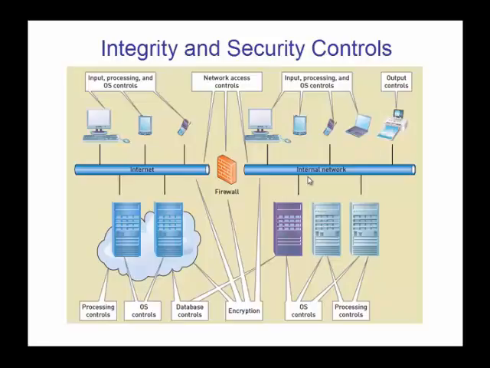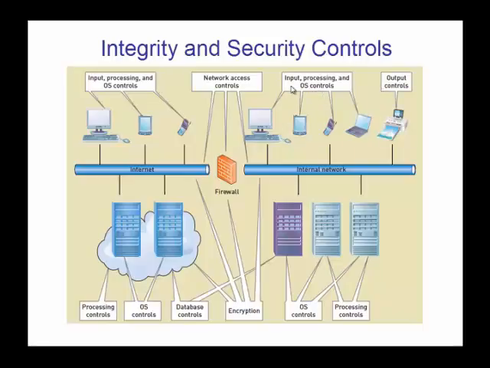First, consider the parts of the system that are running on an internal network. The internal network, of course, is protected by a firewall from outside access. In terms of the devices used on the internal network directly, you have workstations, tablets, smartphones, notebooks, and output devices of various types. And so controls for these would involve input controls, processing controls, and operating system controls, plus output controls.